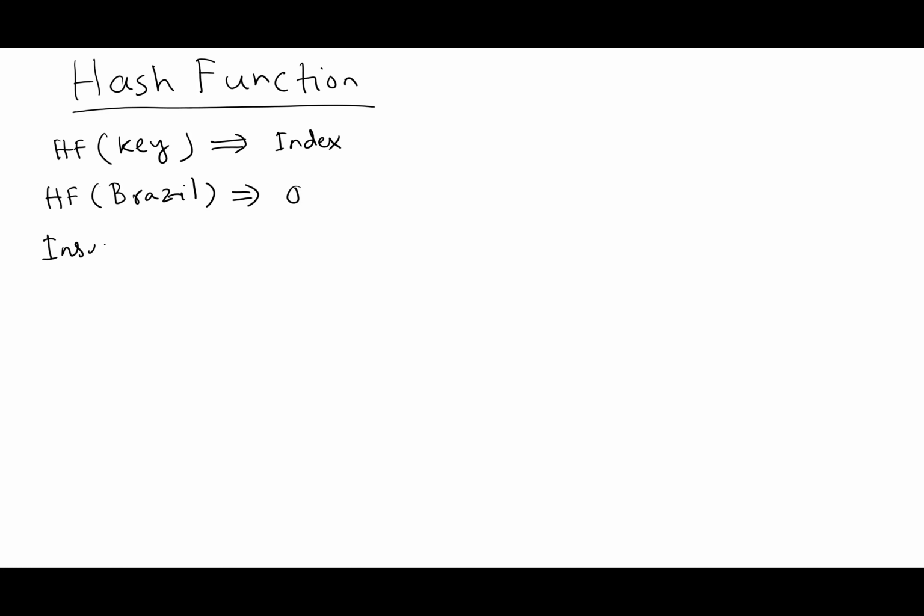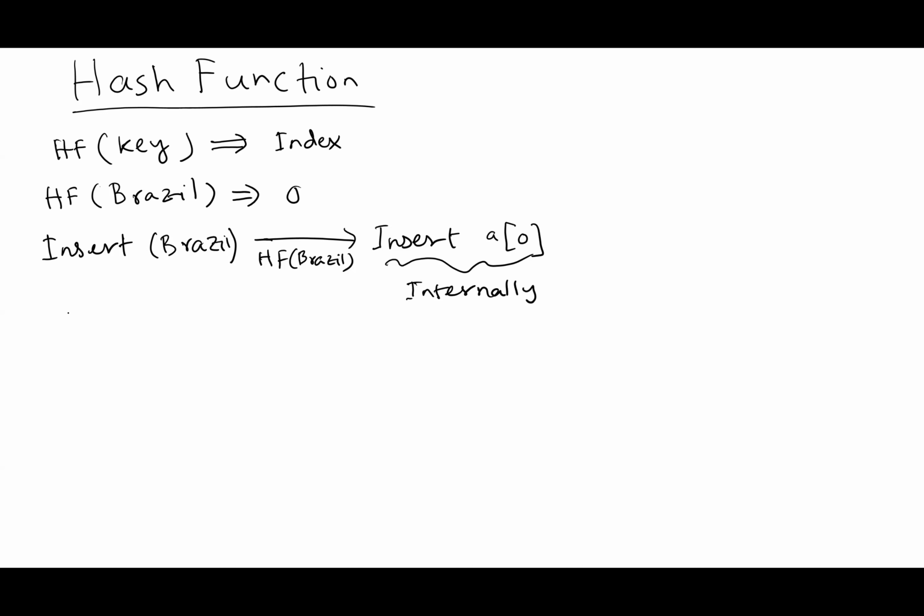So when we insert Brazil, it first applies the hash function on Brazil, and then it knows, okay, this is 0. Internally, it inserts into location, say, my array is something like this, A0. Similarly, if I say search Brazil, it again applies this hash function on Brazil, and then internally it searches location 0. So it can directly go to location 0.